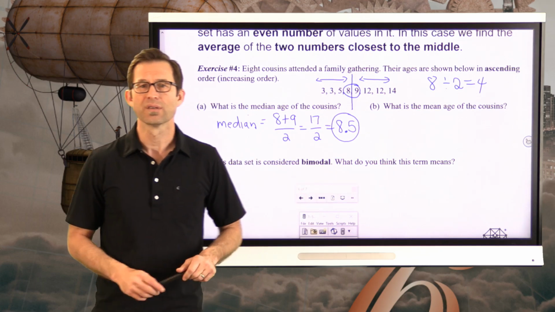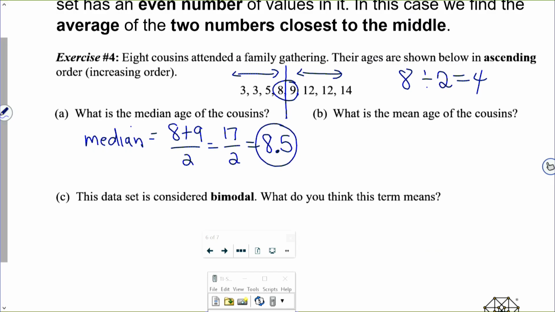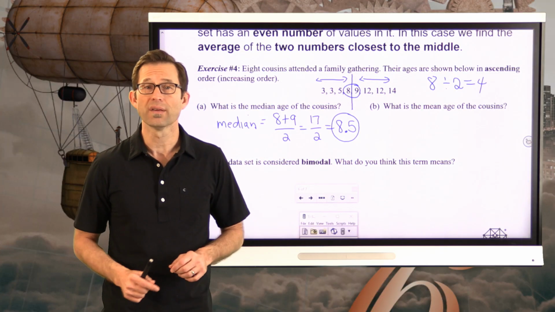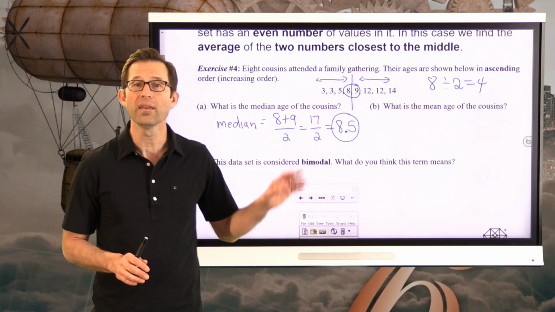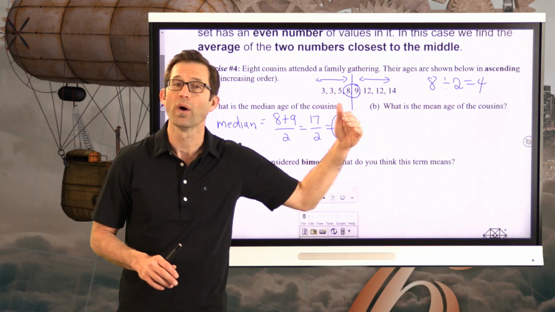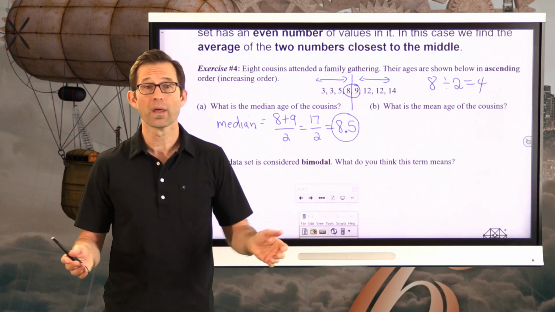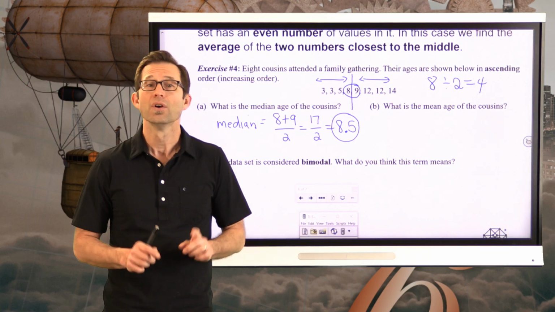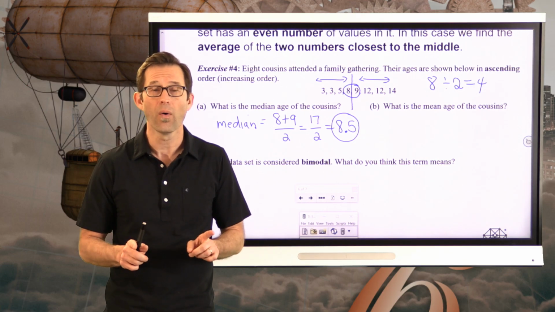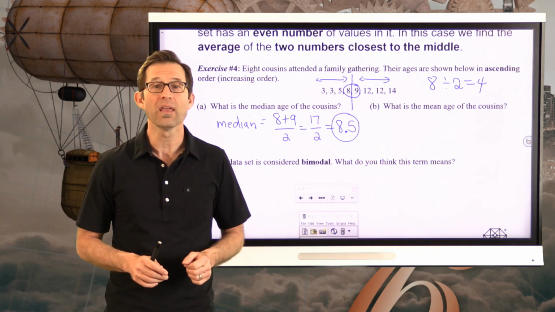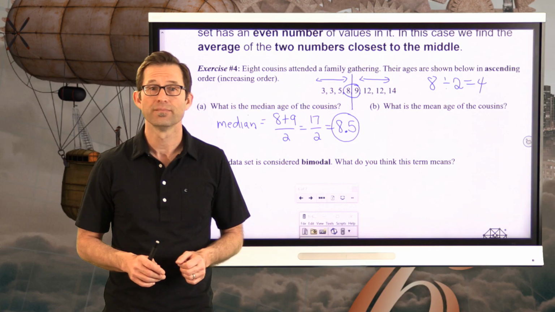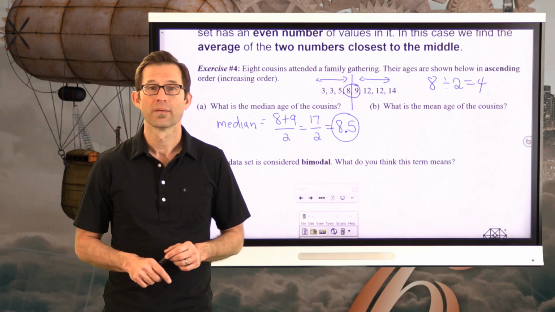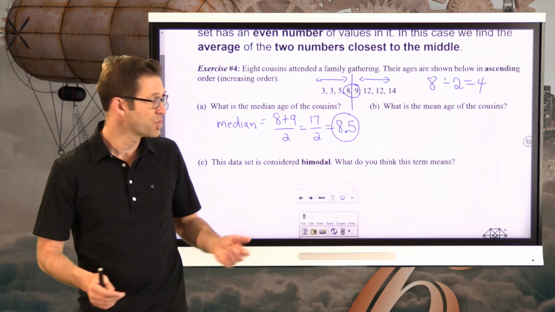Now, letter B asks us, what is the mean age of the cousins? All right, this is a relatively small data set. So in this data set, we didn't give you the sum of all their ages. We want you to do that yourself, preferably on a calculator so you don't make any kind of small mistakes here or there. All right, so why don't you pause the video now and figure out what the mean age of the cousins is.